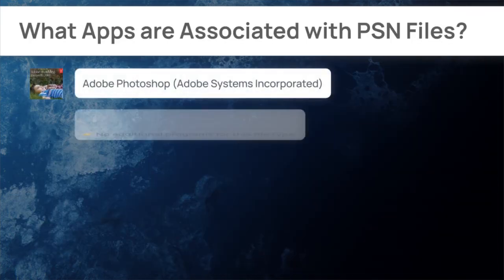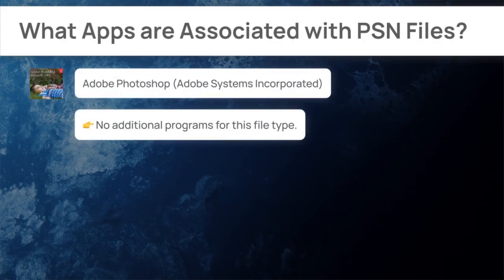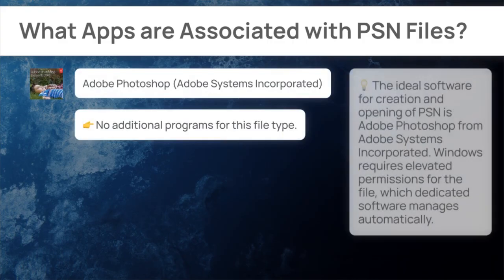The reliable first choice for the PSN file type is Adobe Photoshop, developed by Adobe Systems Incorporated. Windows requires elevated permissions for the file, which dedicated software manages automatically. Windows offers only surface-level viewing, so proper interpretation requires external tools or manuals.